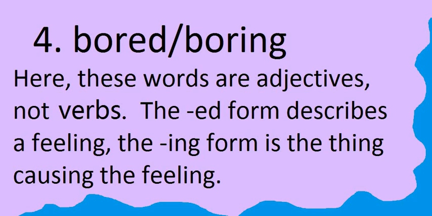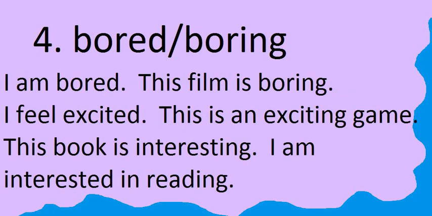The -ing form is the thing that causes the feeling. So if we look at these examples, I am bored. This film is boring. Don't say I am boring or this film is bored. I feel excited. This is an exciting game. This book is interesting. I am interested in reading. So the thing, the film or the game or the book, we use the -ing to describe them.